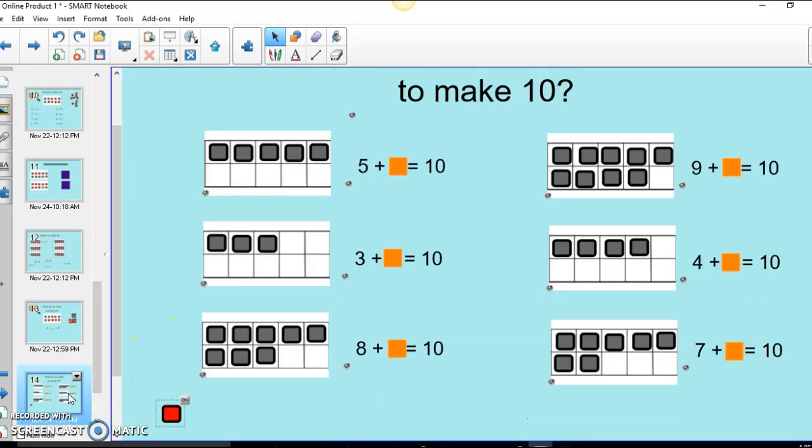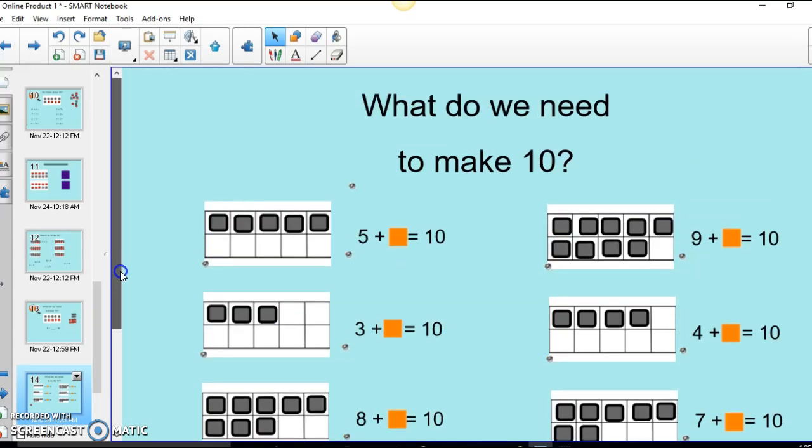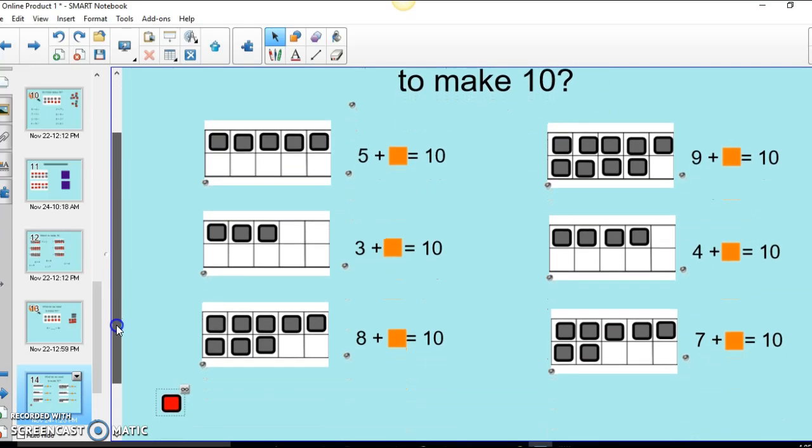So this is another page that students can use their own laptops to do. On this one, we are looking at what do we need to make 10. So here we'll just look at the first one. We have 5 gray blocks. So use the infinite cloner to slide up. We'll have 5 empty spaces.